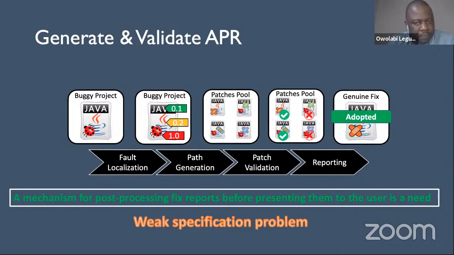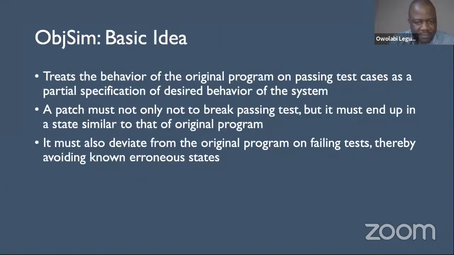Therefore, test-based generate and validate APR techniques, in order to be practical, need a mechanism for post-processing their fix reports so that the user will spend less time examining them. ObjSim is a tool for patch prioritization, meaning that in a fix report, it prioritizes patches that are more likely to be correct. The basic idea is to treat the behavior of the system on passing test cases as a partial specification of the desired behavior of the system and use it as a correctness criterion.